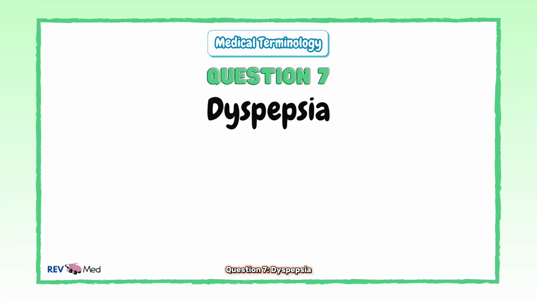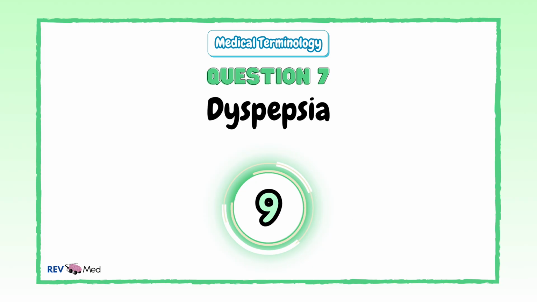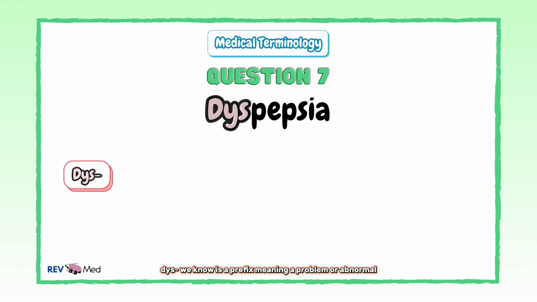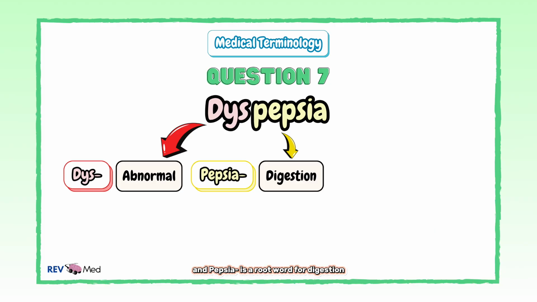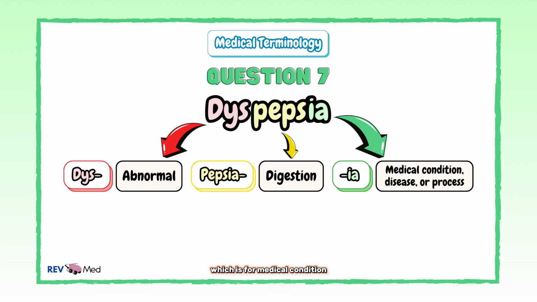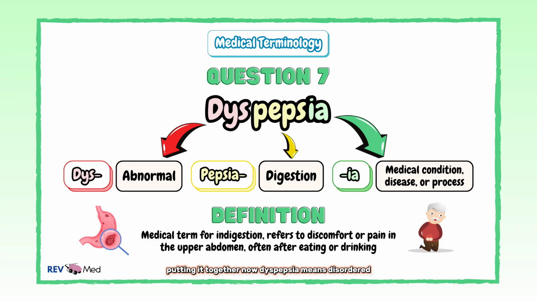Question 7. Dyspepsia. Dys we know is a prefix meaning a problem or abnormal, and pepsia is a root word for digestion. And the suffix ia, you'll recall, is often tagging along medical terms, which is for medical condition, disease, or process. Putting it together now, dyspepsia means disordered abnormal digestion, while it's a medical term for indigestion. Refers to discomfort or pain in the upper abdomen after eating or drinking.